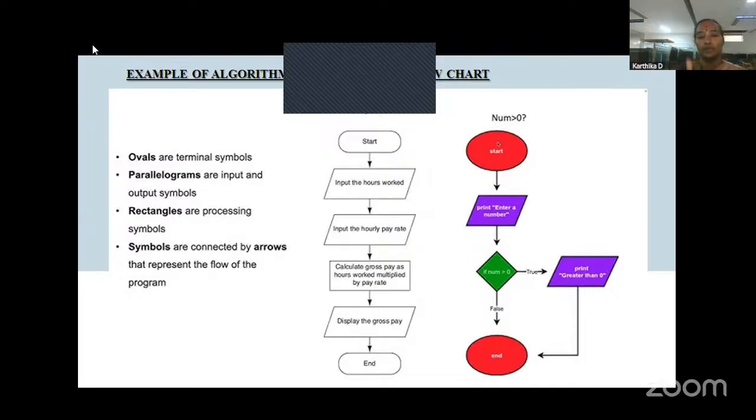And another problem is the numerical problem. Numerical problem means a mathematical or equation problem is said to be a numerical problem. And the fourth one is geometric problems.